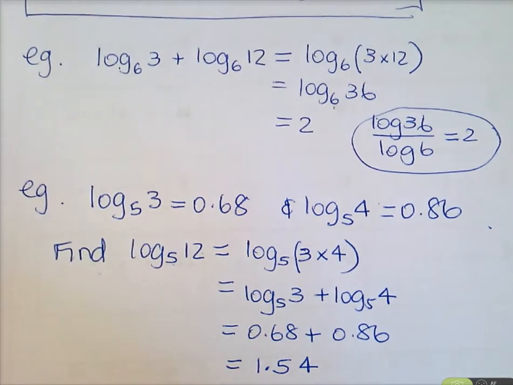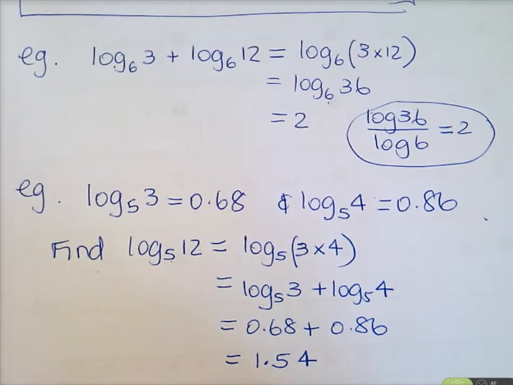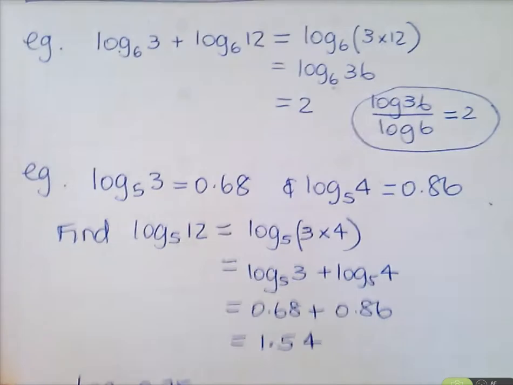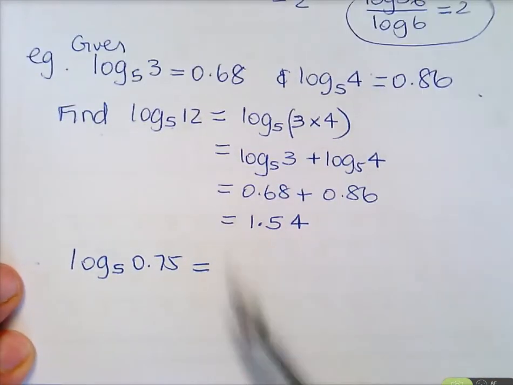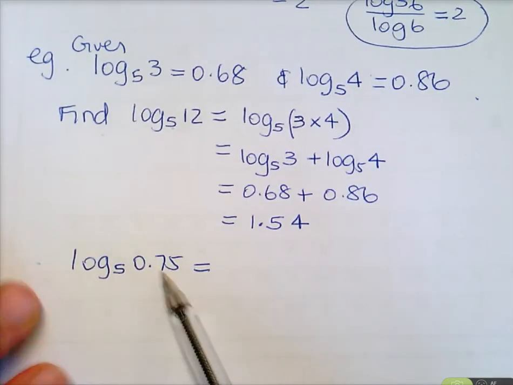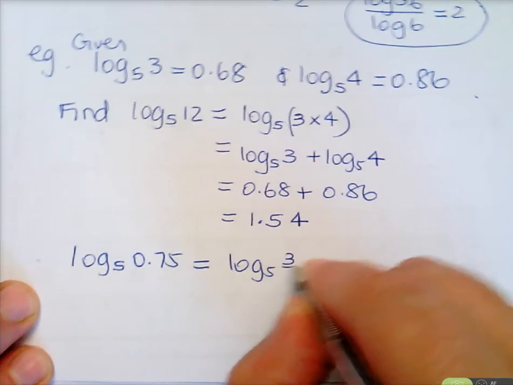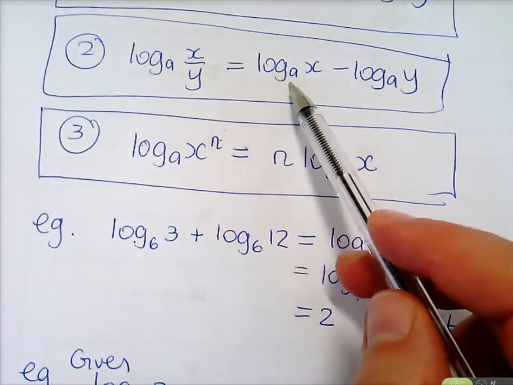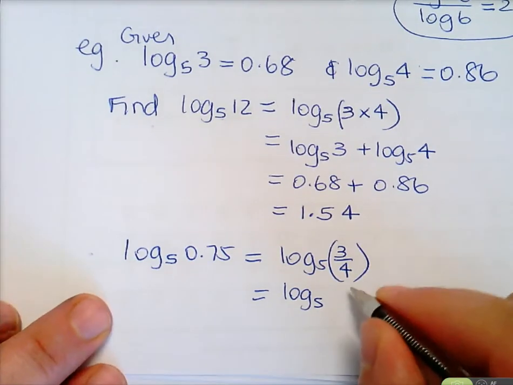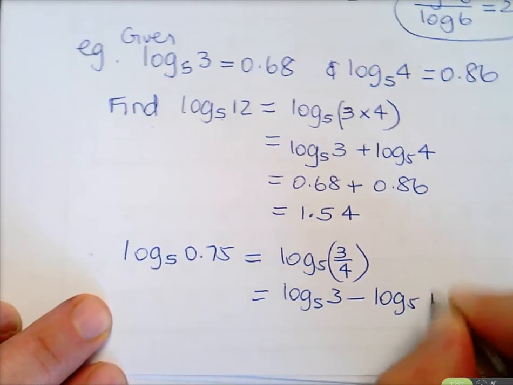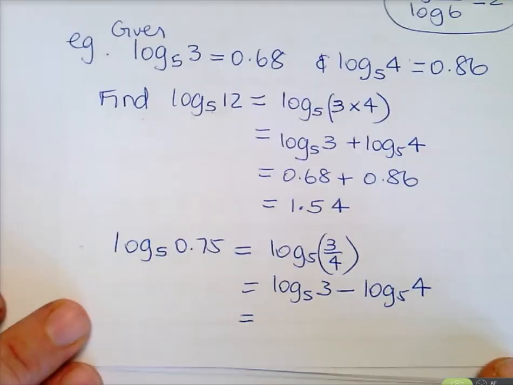Okay. The next one. Find log to the base 5 of 0.75. Girls, this is the question, given that log to the base 5 of 3 is 0.68 and log to the base 5 of 4 is 0.86. Find log to the base 5 of 0.75. Isn't that log to the base 5 of 3/4? What's the rule for log to the base a of x on y? It's log to the base a of x minus log to the base a of y. So what do I do with this? So it's log to the base 5 of 3 minus log to the base 5 of 4, which is, you know what those are.